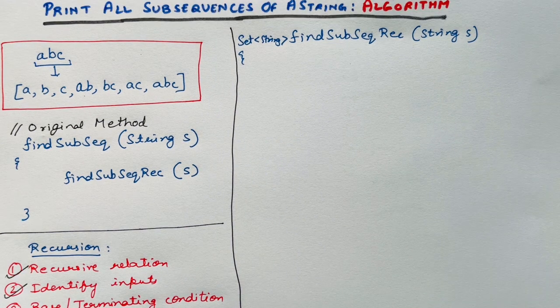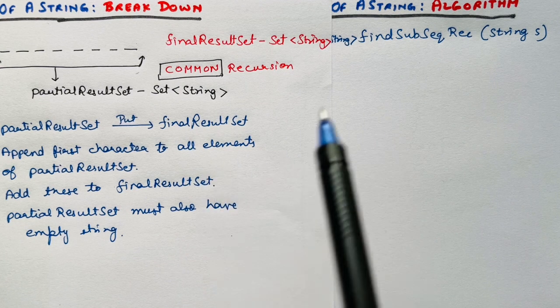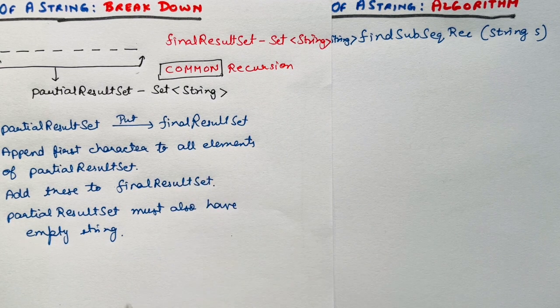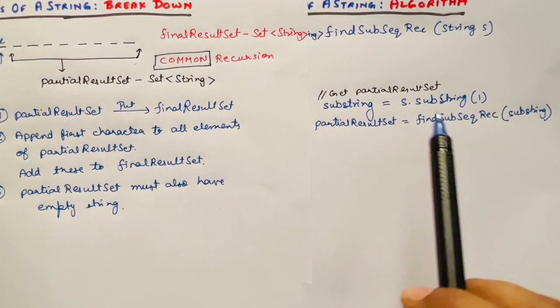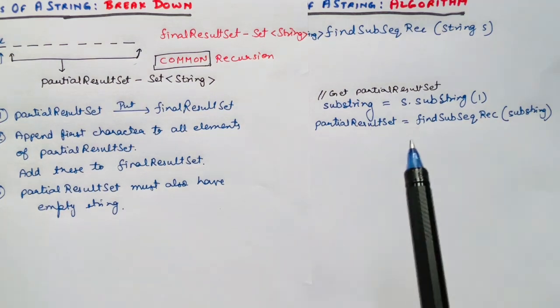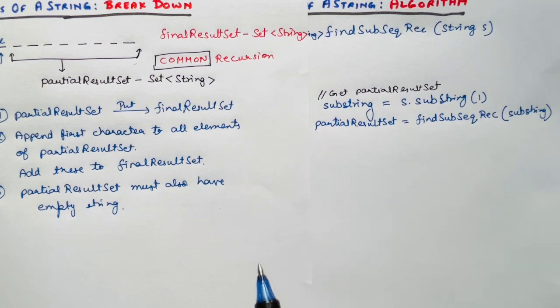Now let's try to write the core of our algorithm based on the recursive relation. So first our aim is to get this partial result set. Now where will partial result set come from? It will also come from the same method call, just that the input will be a smaller string, the substring except the first character. So we got the substring here, that is the substring except the first character, and we called the same recursive call on this substring to get the partial result set.